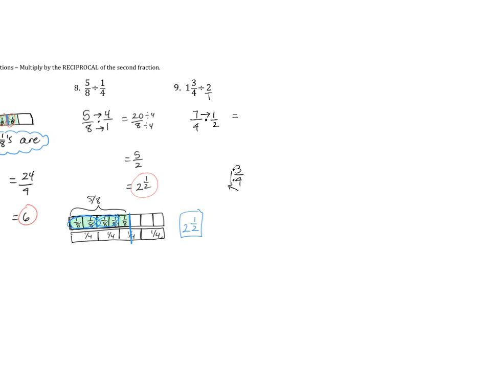So I would get 7/4 times 1/2, multiply straight across. I get 7/8, and that is done. There we go. There's operations with fractions.